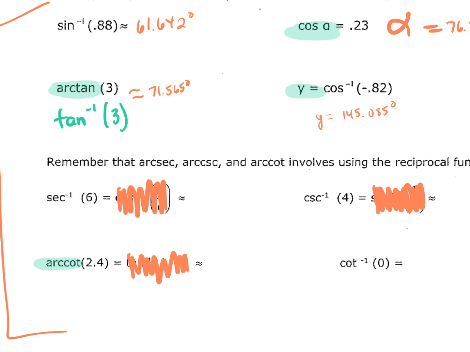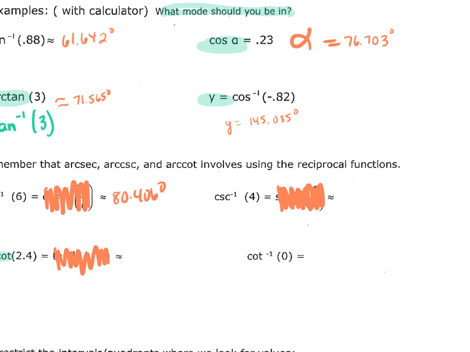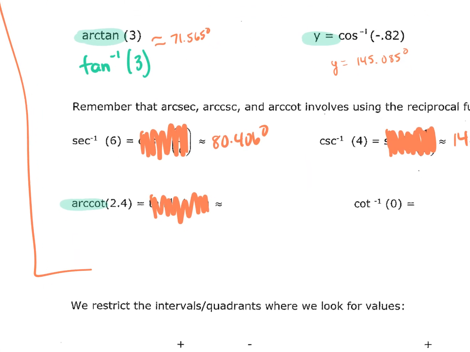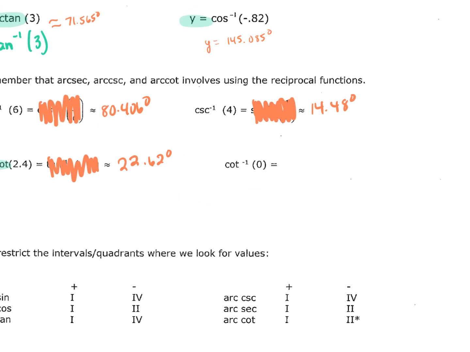You just have to see inverse secant of 6. What do we get for that, Dina? 80.400. Okay. And Owen, for that next one, the inverse cosecant? 14.48. Okay, sounds good. And this arc cotangent is going to be 22.62 degrees. And what about that last one, that inverse cotangent of 0? What did we get? 90 degrees. Okay. Awesome.